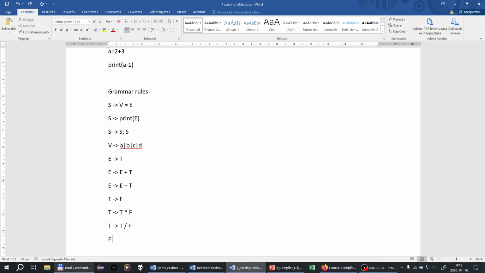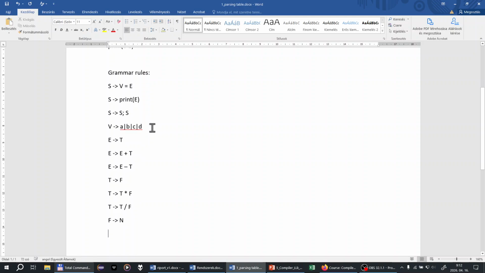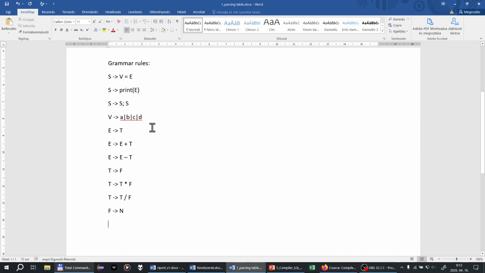Okay, F can be either a number, or F can be a variable, or F can be an expression in braces. Okay. And okay, F is just a number.